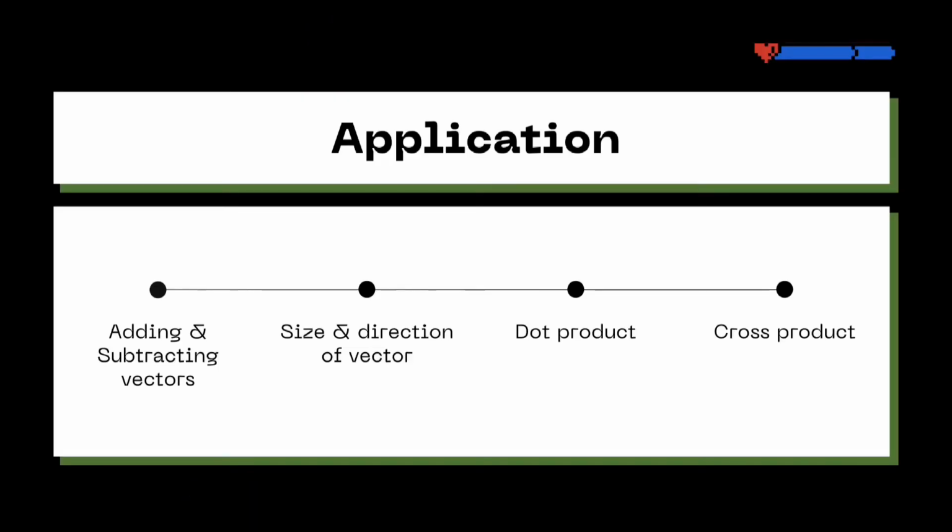For the application of the vector, we divide it into 4 levels: adding and subtracting vectors, size and direction of vectors, dot product, and cross product. Begin with the first level, adding and subtracting vectors.